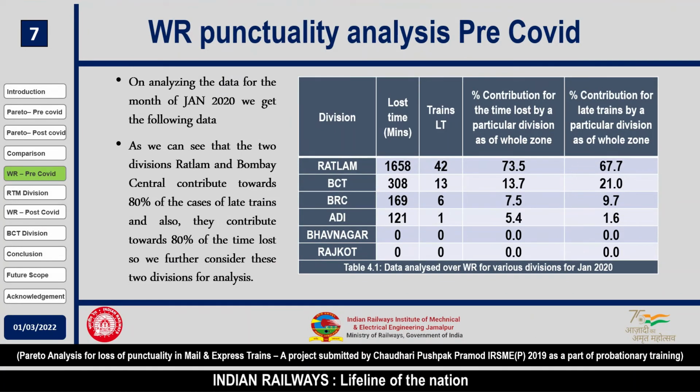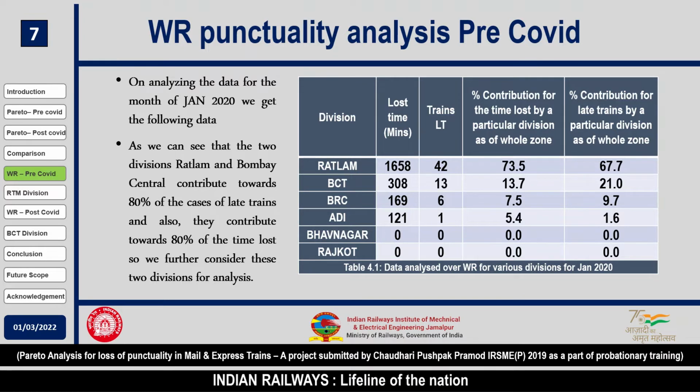Now we have gone to a smaller level and we have come to a particular zone. We have considered Western Railway as a zone and we have done the analysis for pre-COVID times. On analyzing the data for the month of January 2020, we get the following data. In the table we have shown the divisions Ratlam, Bombay Central, Vadodara, Ahmedabad, Bhavnagar and Rajkot.